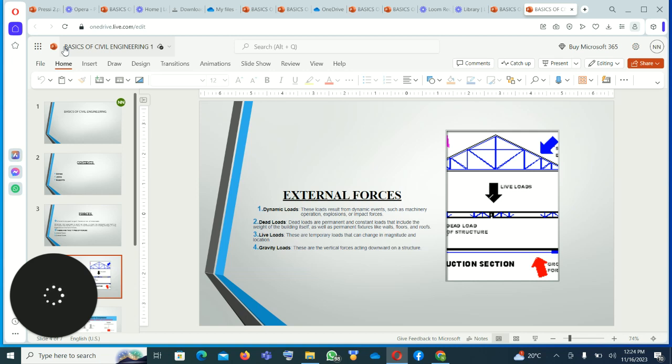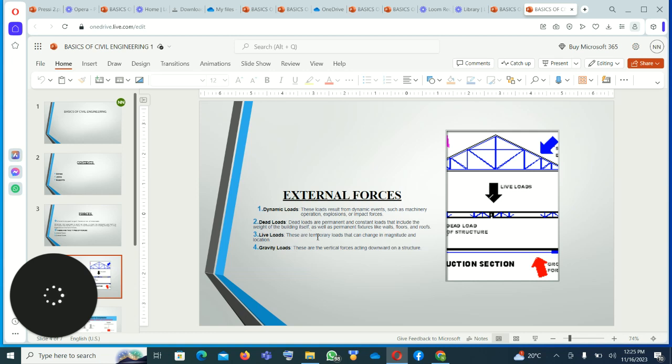On the dynamic loads, these are the loads which result from dynamic events such as machinery, operations, and explosions. On the dead loads, these are permanent and constant loads that include the weight of the building itself, as well as the permanent fixtures like walls.